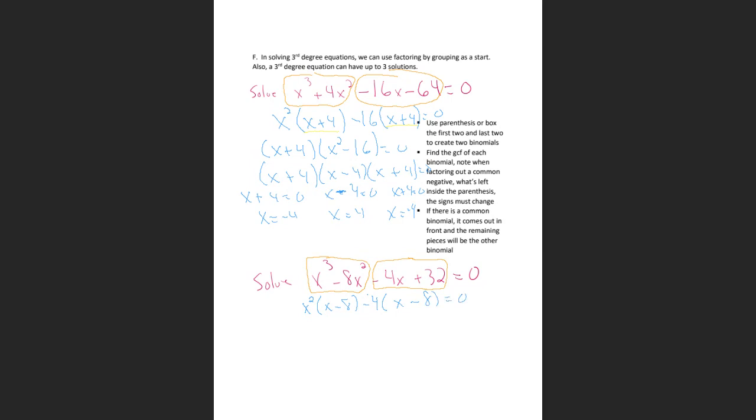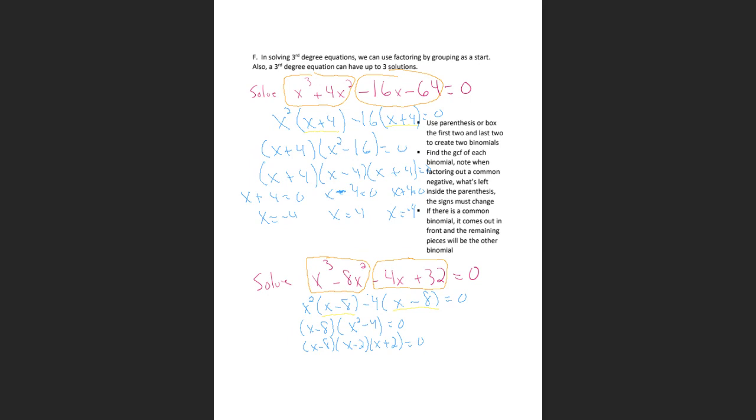And then we're hoping to see a common binomial. I do see this x minus 8 as a common binomial. So we pull that out. And then what's left is x squared minus 4. Notice that 2 squared is actually 4. Put equals 0 there. So x minus 8 is there, but then x squared minus 4, since 2 squared is 4, I can change this to x minus 2 times x plus 2, since that is a difference of squares.